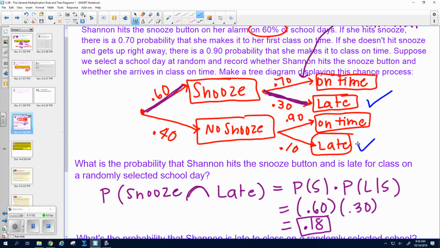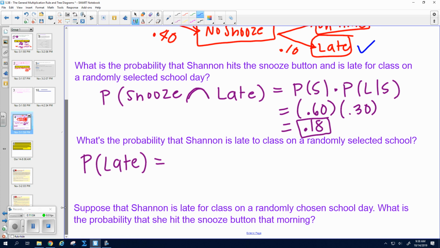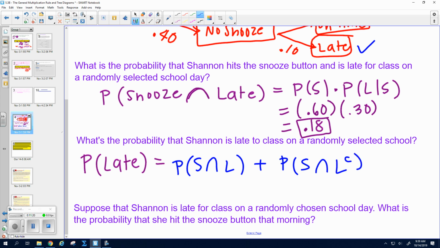So I'm going to add my two together. So we have the two ways she can be late. Hitting snooze, and she's late. And I'm going to add it to the probability of hitting snooze, and she's not late. Just kidding. I screwed that up.